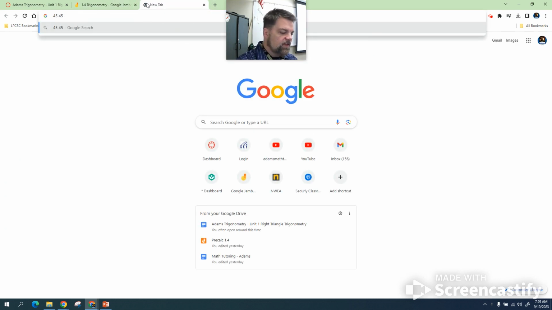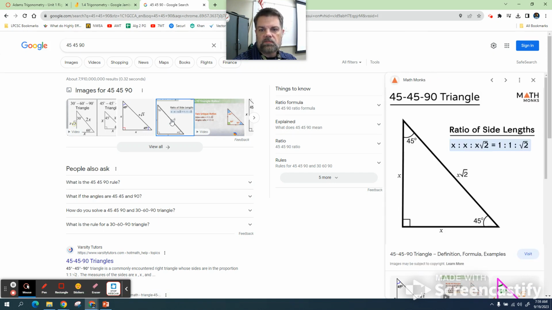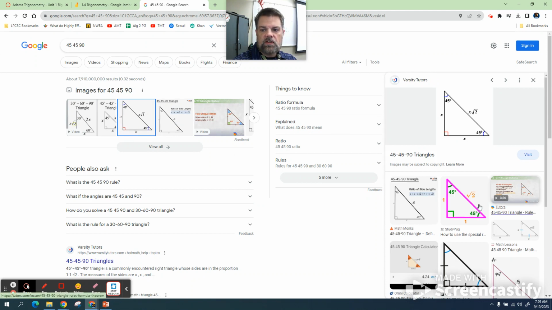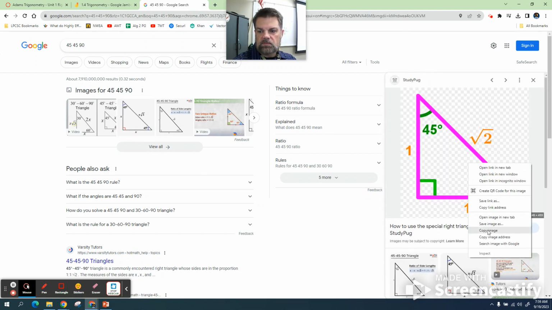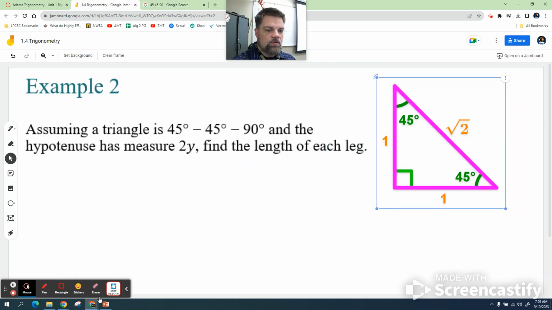45, 45, 90. And we'll go to images, and let's do this one. No, let's do this one. No, let's do this one. That's a nice one. So we'll copy that. You guys have to sketch it because you can't. So sketch that in your notes.